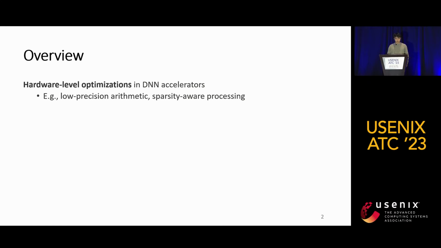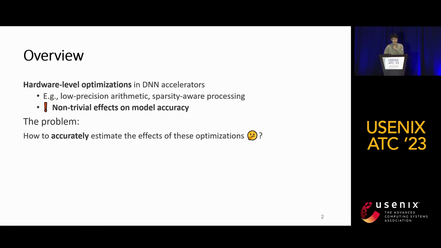Today, designing DNN hardware accelerators is a hot research area. These hardware accelerators leverage various hardware-level optimizations to speed up the training process, such as low-precision arithmetic and sparsity-aware processing. However, these optimizations may have non-trivial effects on model accuracy. And that brings a new problem. How to accurately estimate the effects of these optimizations?